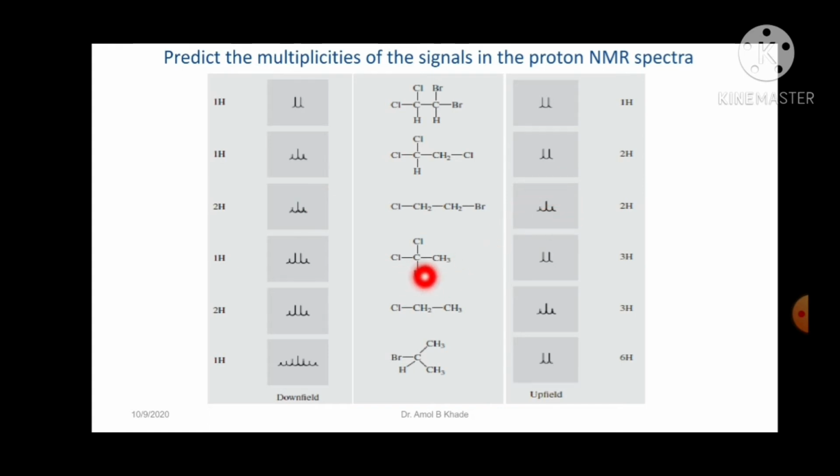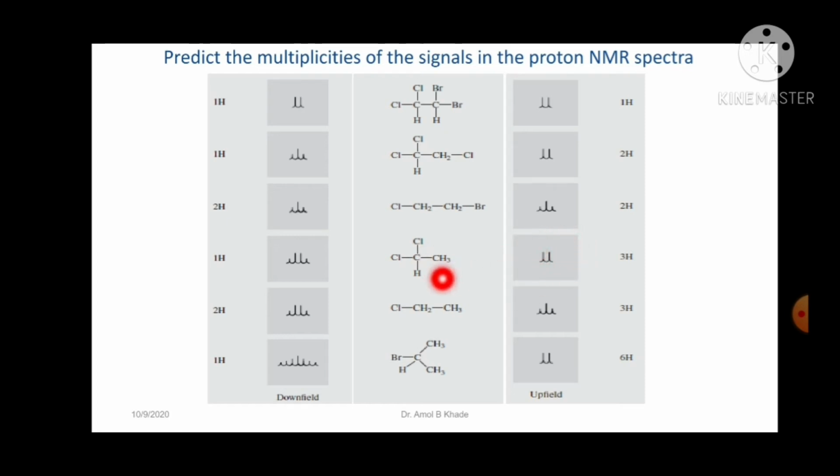Then look at the fourth one. So here we have one methyl proton and one CH proton. If we want to find out the splitting pattern for this CH proton, the neighboring carbon has 3 protons, so 3 plus 1, so CH is going to split into a quartet, 4 lines will be there. Similarly CH3, here the neighboring carbon has only 1 proton, so obviously it will split into a doublet, okay.